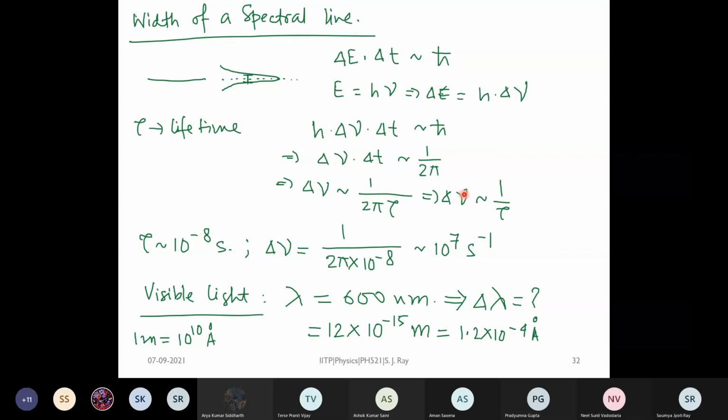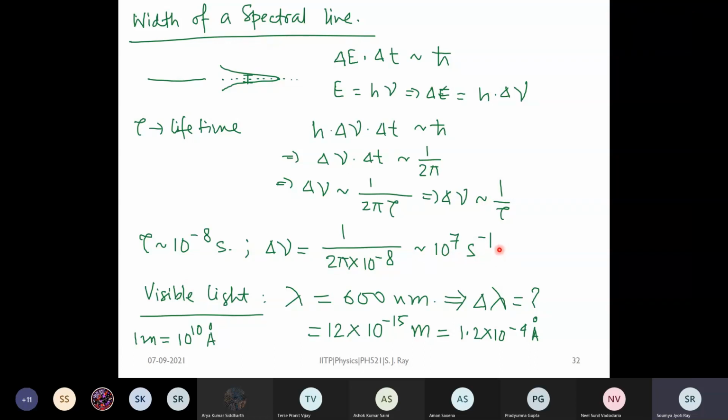Now typically within the optical transitions, the lifetime of a state will be of the order of 10 to the power minus 8 seconds. This is the typical lifetime. And if we want, we can calculate the corresponding value of delta nu. We simply plug in this value, and the value of delta nu we get is of the order of 10 to the power 7 second inverse.